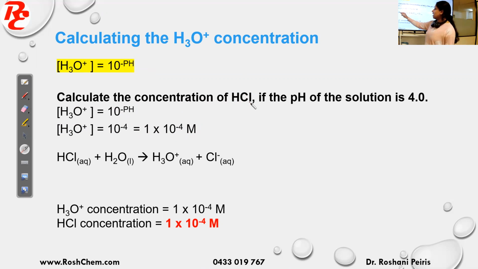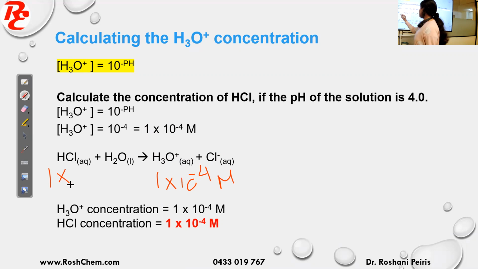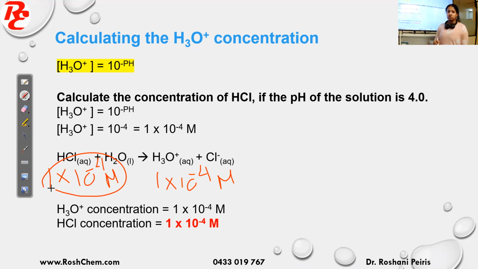So we know the ionization of HCl. This reaction is giving H3O+. In this reaction, the ratio is 1-to-1. So 1 HCl, 1 H3O+. If you know H3O+ is 1 times 10 to the power negative 4, that's the concentration of H3O+. Therefore, the HCl concentration will also be the same, 1 times 10 to the power negative 4 molar. So this is how you find the concentration of the acid when the pH is given.